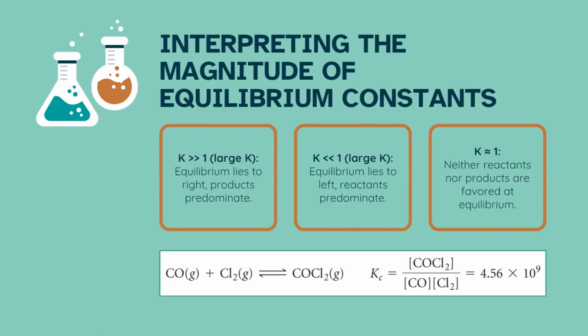Here in the example, we can see that the Kc of the reaction is much greater than 1, which is 4.56 times 10 raised to 9. And this indicates that the formation of the product is favored, which is COCl2.